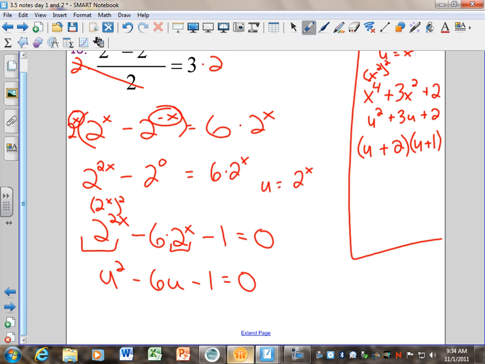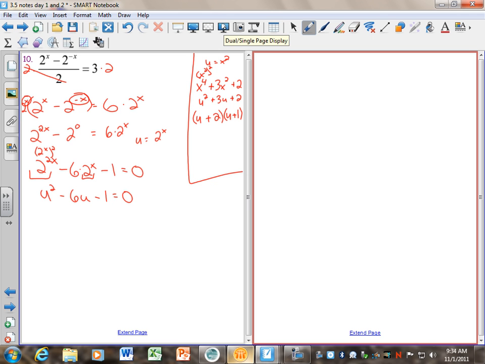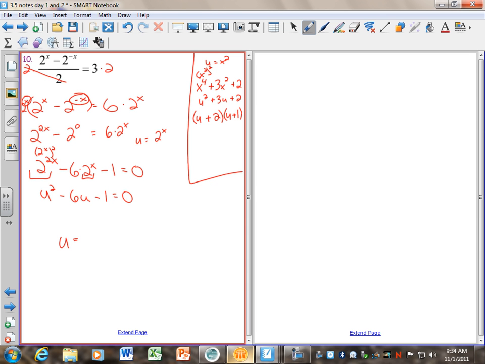I think I'm going to add a page here so I can solve this. I'm going to do the quadratic formula here, which shouldn't be that bad, but then we'll see what else we have to do here. So if I do the quadratic formula using u, instead of x equals, I'm going to say u equals negative b, 6, plus or minus the square root of b squared, this is a, this is b, this is c, what's that going to be? 36 minus 4 times 1 times negative 1, all over 2 times 1.